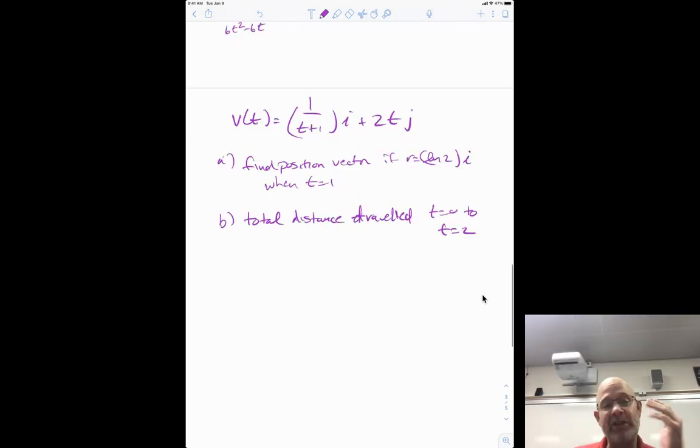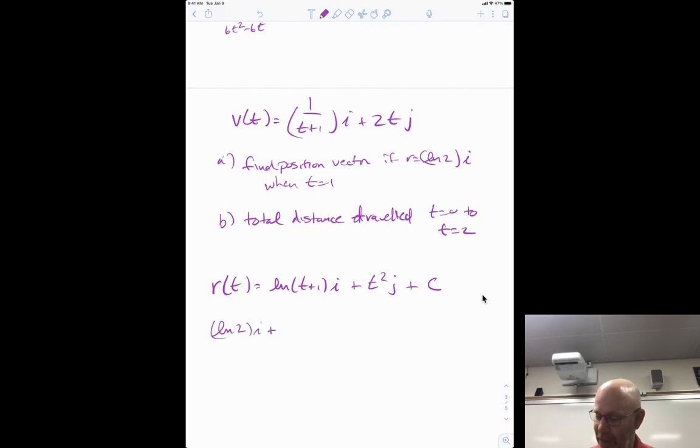So the position vector is just the same as it worked before, right? We have the velocity vector, so the position vector is the antiderivative. So the position vector is the integral of 1 over t plus 1, which is the natural log of t plus 1 times i, plus 2t squared over 2, so t squared j, plus some constant, right? So we have to find that constant. We have an initial position. r is the natural log of 2 times i when t equals 1.